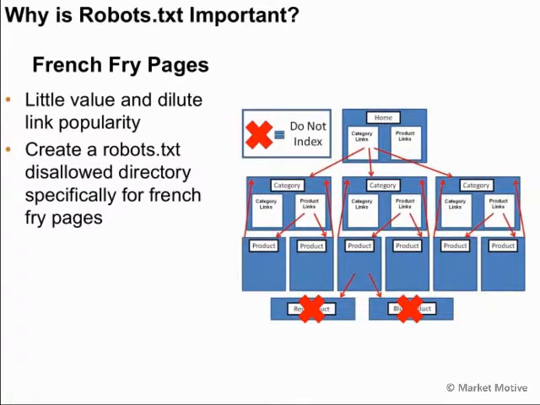The main issue with these French fry pages is, again, that it potentially dilutes link popularity by sending internal link equity to pages that really don't need to be indexed. And it can cause confusion and other problems as well. So we fix this with the robots.txt. We create a robots.txt disallowed directory and block some of these products.